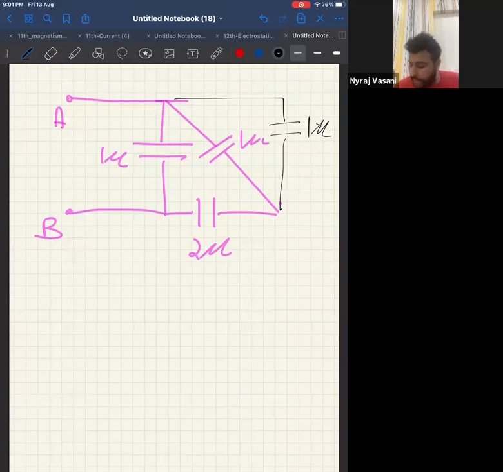Can I say 1 and 1 are in parallel now? These two are in parallel. Therefore, when 1 and 1 are in parallel, that will become 2. Therefore, can I write it like this?